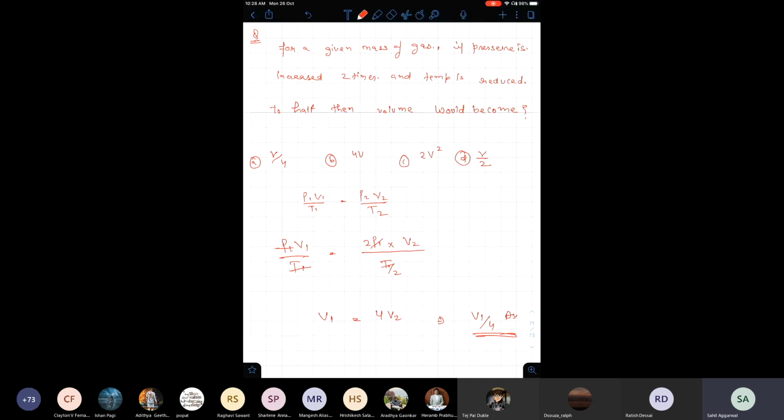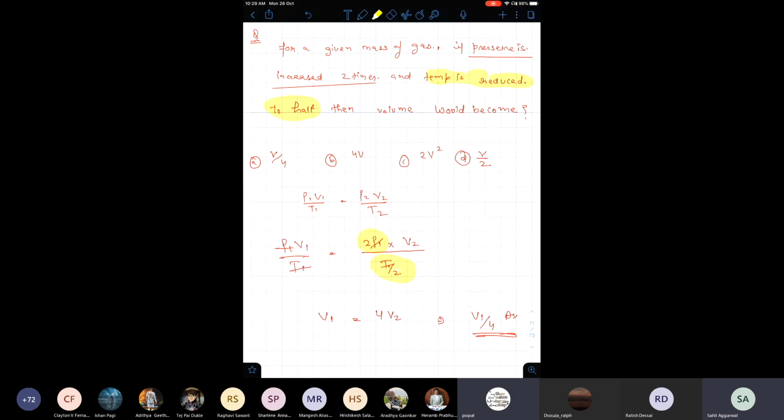Excuse me, sir. Can you explain this again? I didn't understand. See, pressure is increased to 2 times, so final pressure will be 2 times the initial pressure. Temperature is reduced to half, that means final temperature will be half of the initial temperature. Then equate it: P1 V1 by T1 equal to P2 V2 by T2.